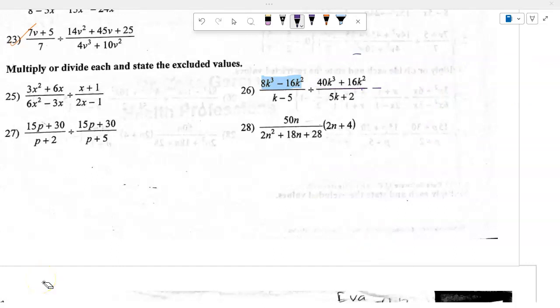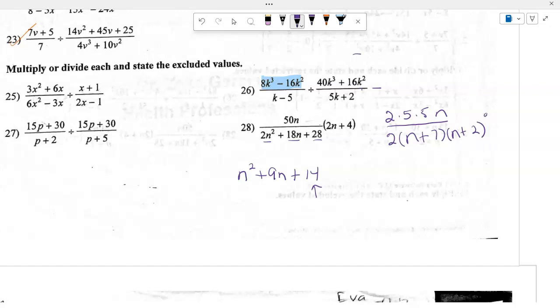Number 28, we have 50n, which is 2 times 25, which is 5 times 5 times n. So I made it in factored form. Here you have 2n squared, you have 18n, and you have 28. So the greatest common factor is 2. And you're left with n squared plus 9n plus 14. So what are the factors of 14 that when you multiply add up to be 9? And you know that's going to be n plus 7 and n plus 2.